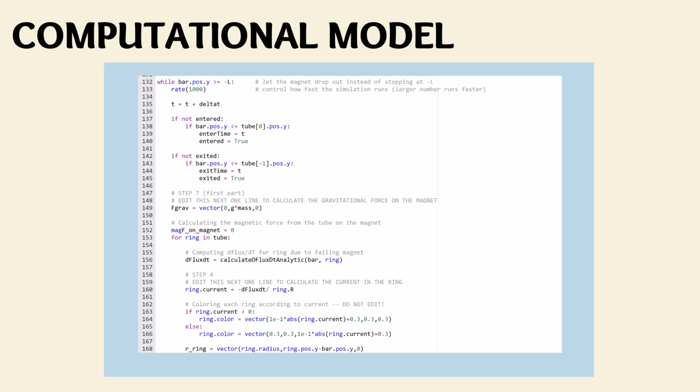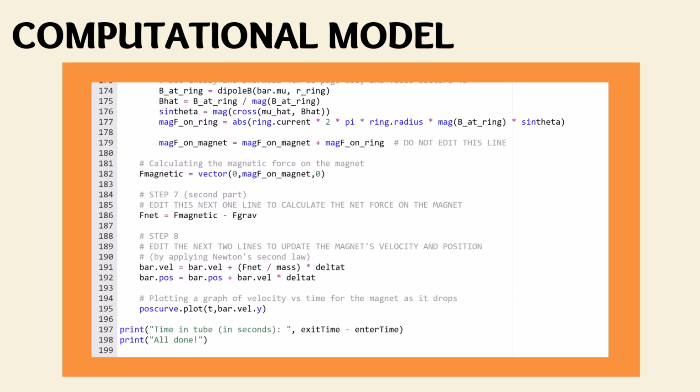And as I talked about earlier on the equation slide, I said that you could then plug in the EMF that you got from finding the change in flux over change in time. So that's kind of what we're doing here and finding the current in the ring. In this portion of the code, we are calculating the magnetic force on the magnet and then finding the F net. And then lastly, we are just updating the magnet's velocity and position, and now we're done with the code.